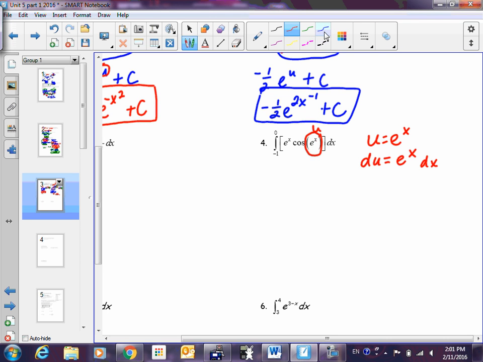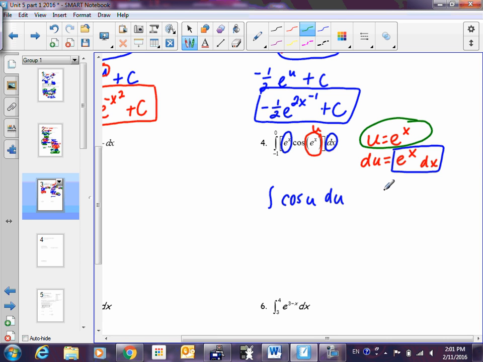Which, by the way, is right here in the problem. Both here and here. Okay, so when you rewrite the problem, you have your cosine u, and then you replace e to the x dx with du. We have to deal with those numbers because these two numbers are representing x values. We want them to be u values. So let's use our u, okay?